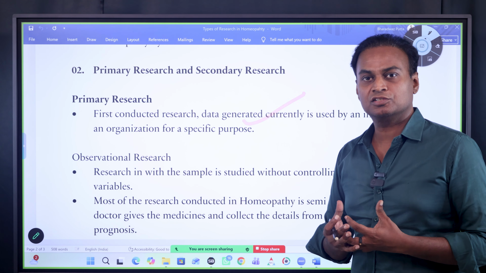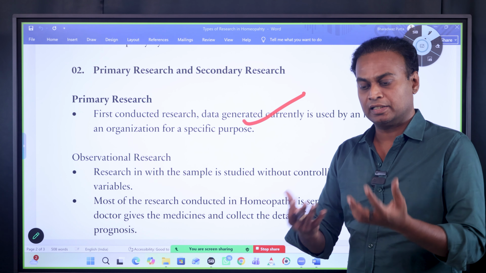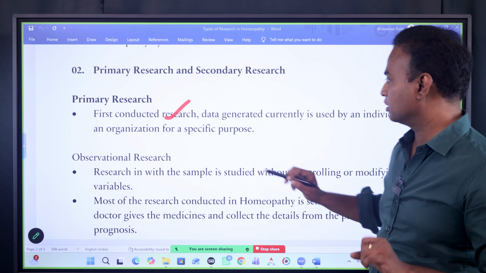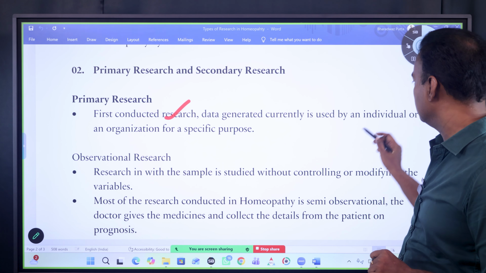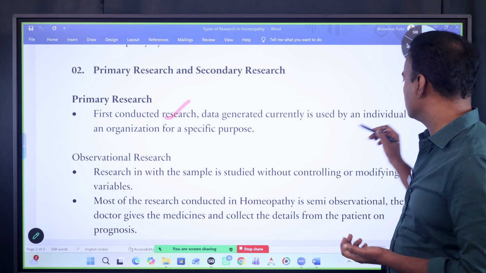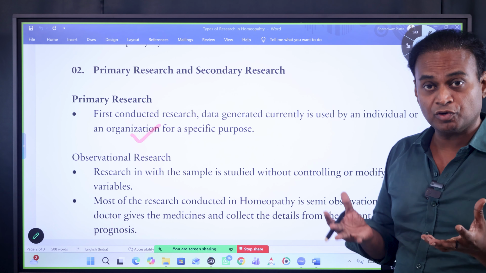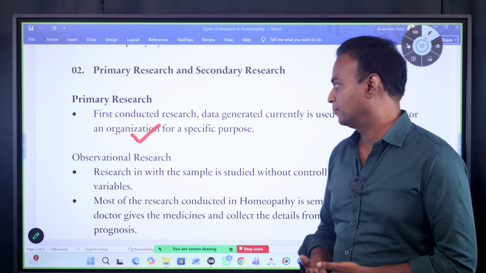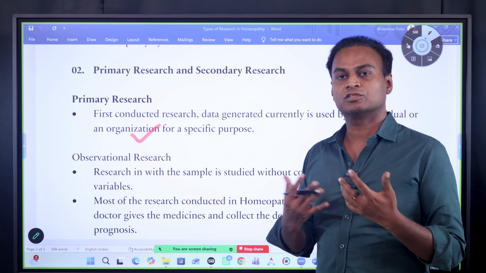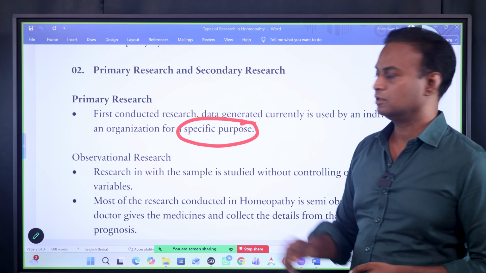So one organization is doing research, right? They are going to the patient, giving the medicines, and getting the information. So that is the reason they are first conducting the research, and the data generated is used by either an individual, if the person is an individual, he will use the data, or an organization will use the data for a specific purpose. There is one purpose for that clinical trial. Maybe the clinical trial is done on autism, so that research will be used for autism patients. There will be a specific purpose for that research.